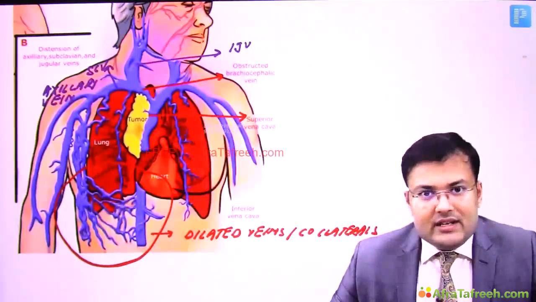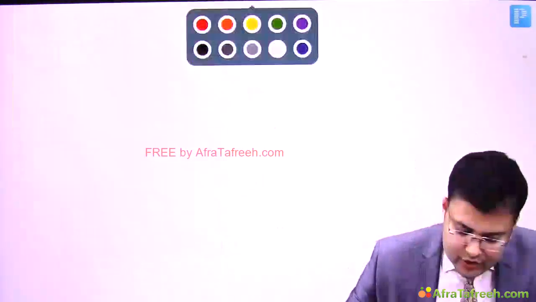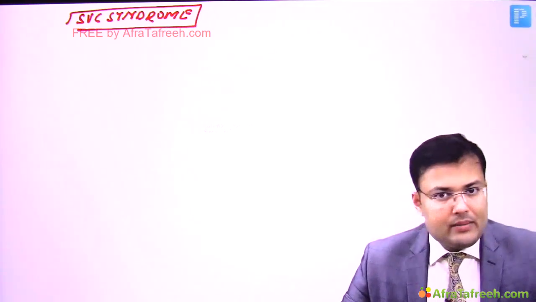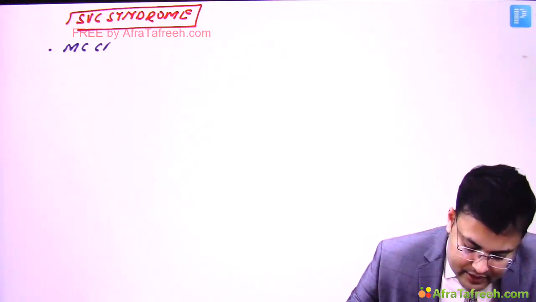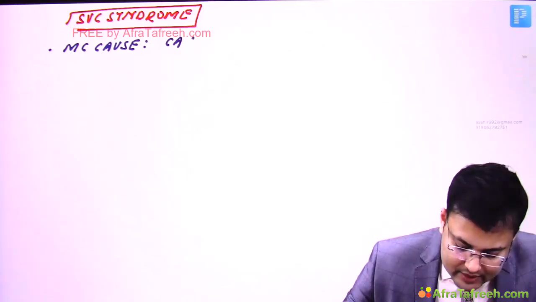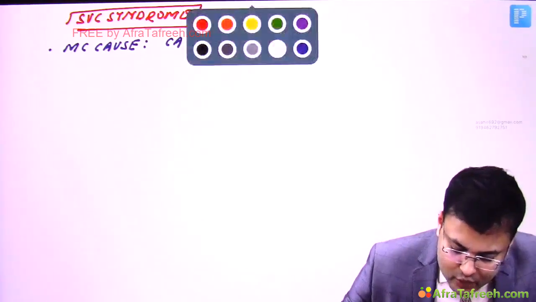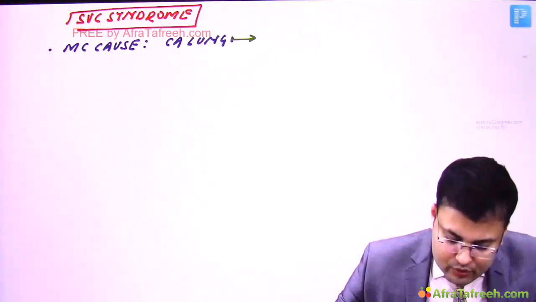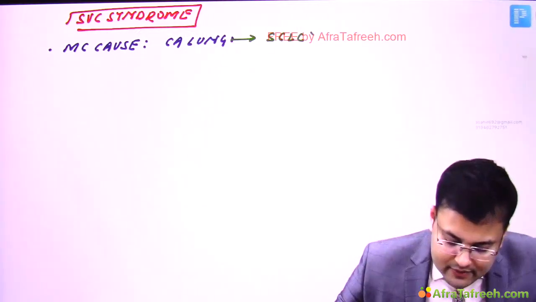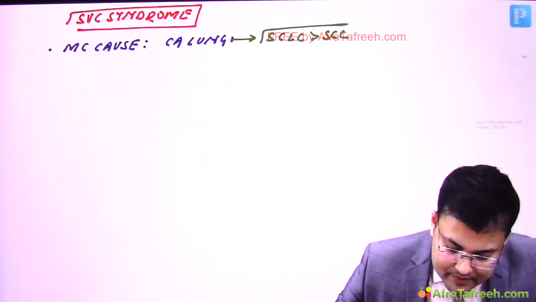Now we are going to discuss in detail the superior vena cava syndrome. So in superior vena cava syndrome, there is severe reduction in the venous return from head and neck, upper chest, and upper extremity. What's the most common cause? The most common cause of superior vena cava syndrome is the carcinoma lung. Now comes the question, which type? Yes, so most common malignancy responsible is small cell lung cancer followed by squamous cell carcinoma.